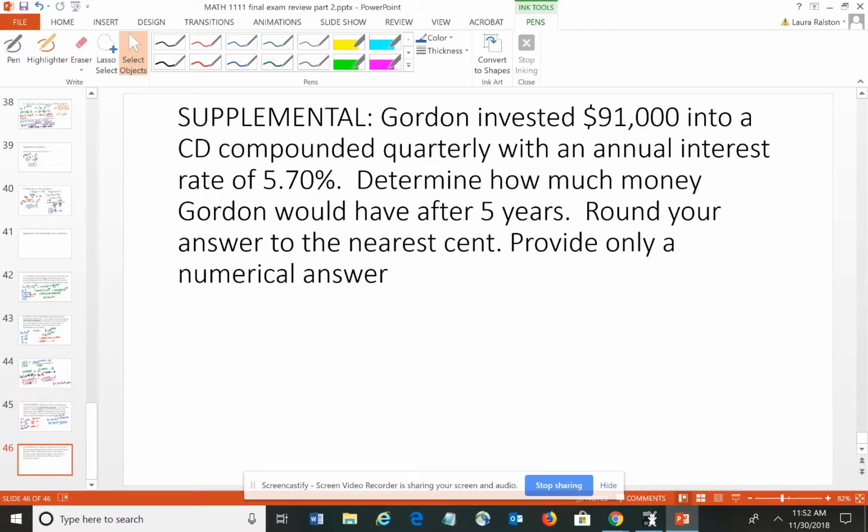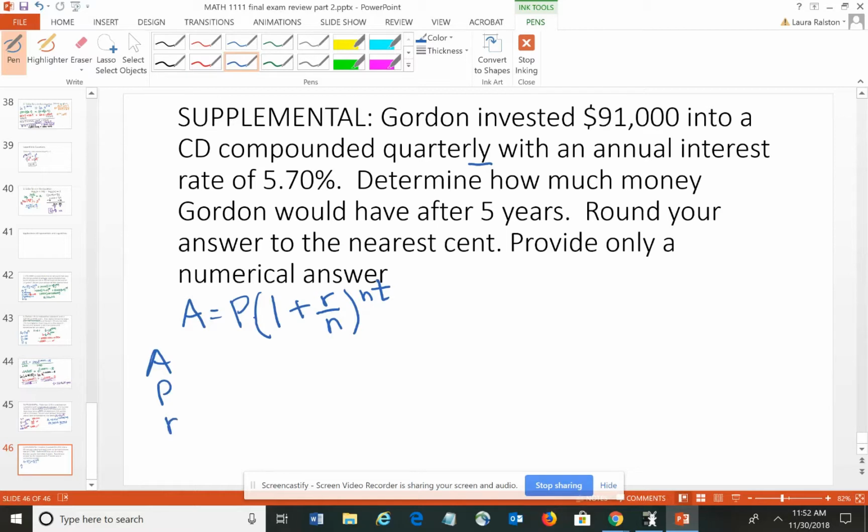And finally, it says Gordon invests $91,000 into a CD compounded quarterly. So I see that key word there. Compounded quarterly with an annual interest rate of 5.7%. How much money will he have after 5 years? Round your answer to the nearest cent and provide only a numerical answer. So they don't want you to add in the dollar sign. So again, I see that key word, so I know I want to use just the basic old everyday compound interest formula, which is A equals P times 1 plus r divided by n, all raised to the nt power.